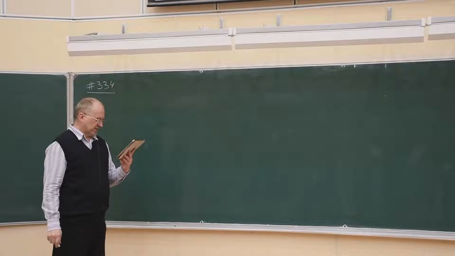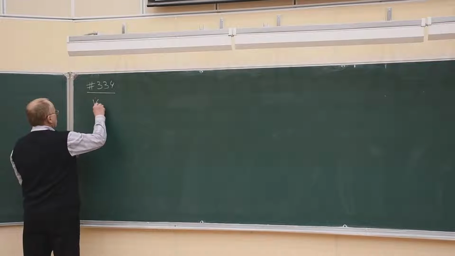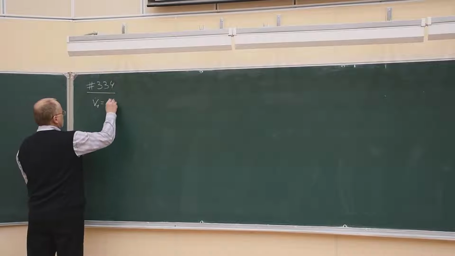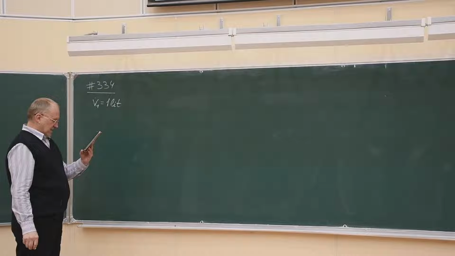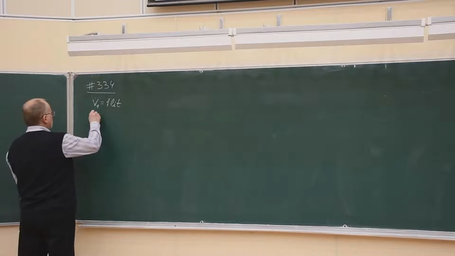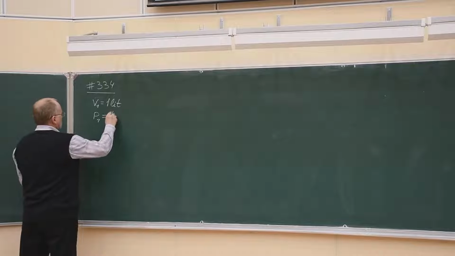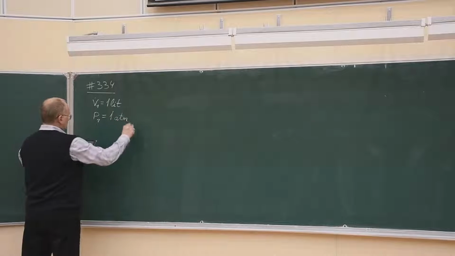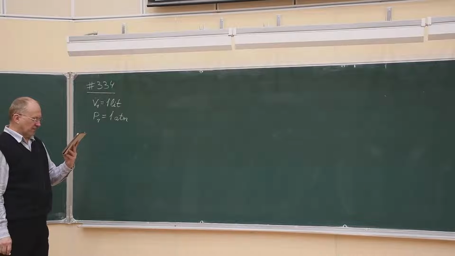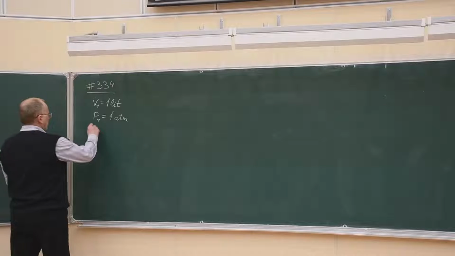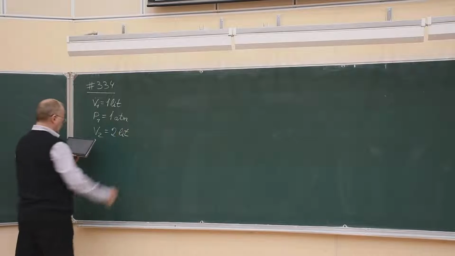A gas that occupies a volume V1 equal to 1 liter at a pressure of P1, which is 1 atmosphere, expands isothermally to a volume of V2 equal to 2 liters.